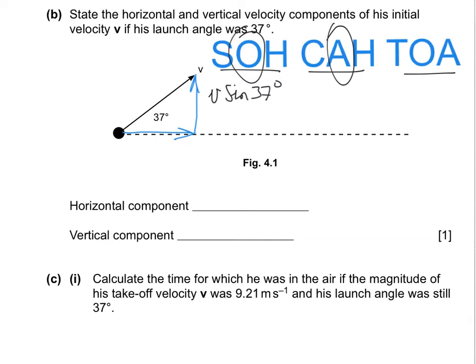Okay, so sine relates to the opposite. So we look and we see that this line is opposite to the 37 degrees, so it's v sine 37. This one here is adjacent, next door to the 37 degrees, so it's going to be v cos 37.